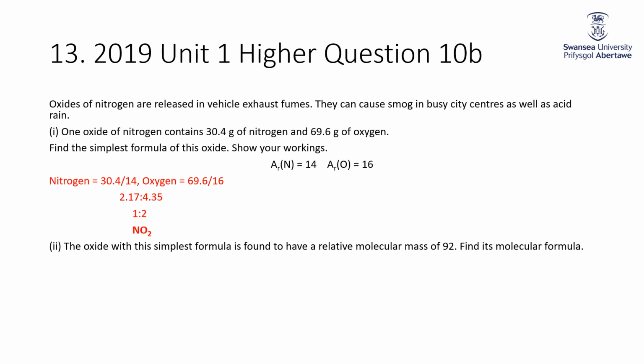Then the oxide with this simplest formula is found to have a relative molecular mass of 92. Find its molecular formula. So we add up the Mr to get 46. 92 divided by 46 is equal to 2. Then we times the formula by 2 to get N2O4.